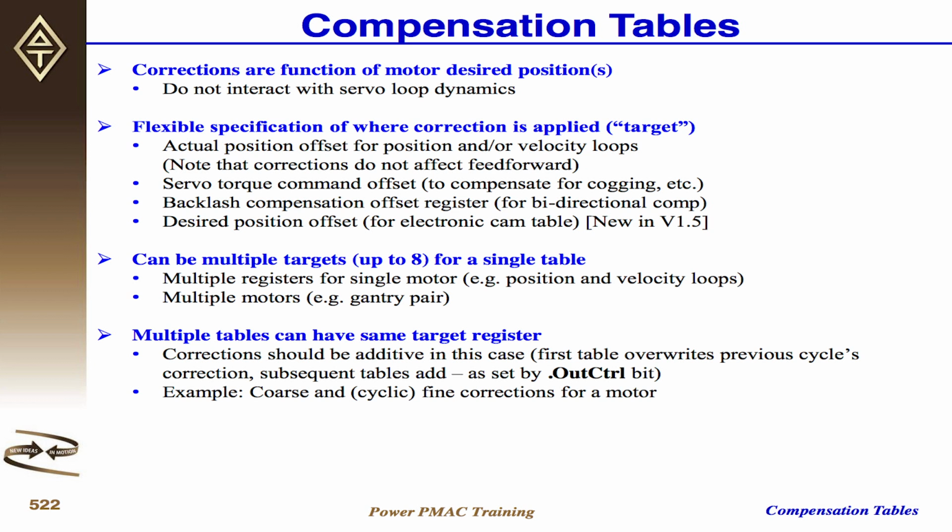When I talk about the target registers, these are the targets that this table is currently writing to. So we have the position and velocity loops, the torque output of the PID loop, the backlash compensation, and desired position offset to basically create electronic cam tables. Desired position is very much like commanded position. There could be multiple targets for a single table. You can have up to 8 targets for a single table, so it could end up putting its values into 8 different target registers.